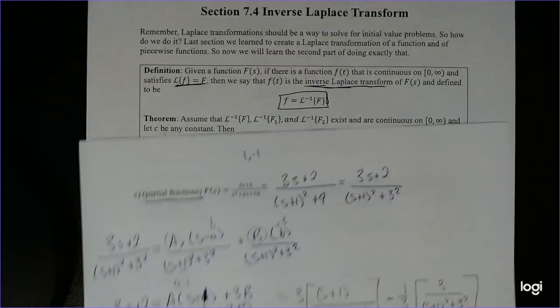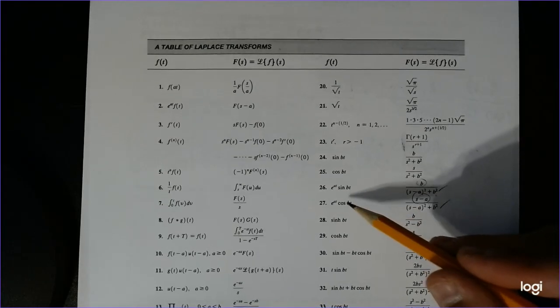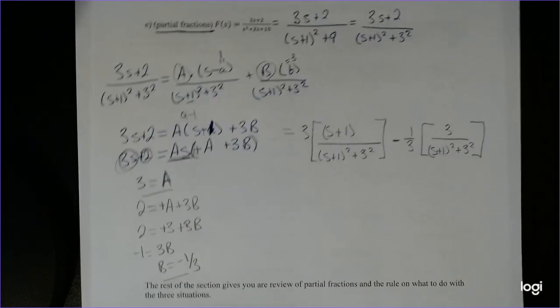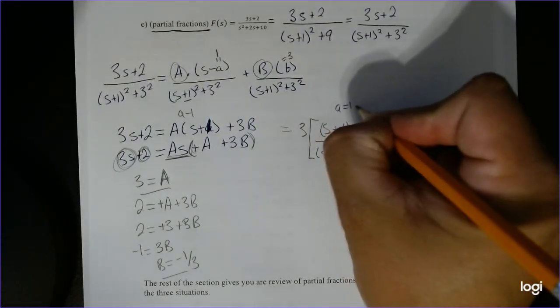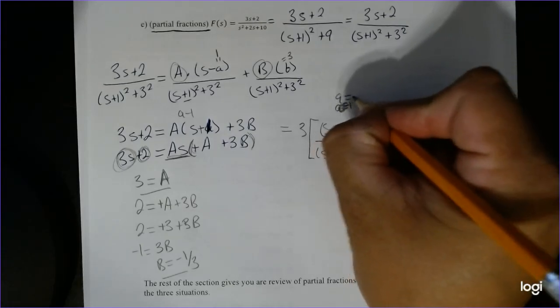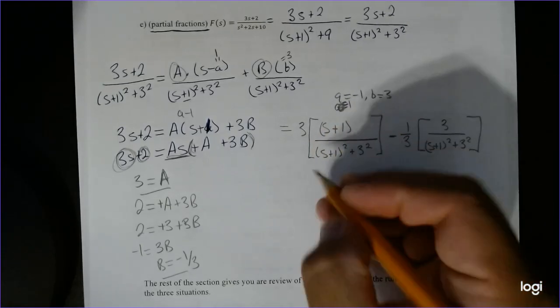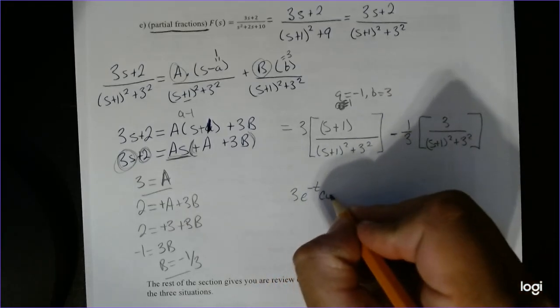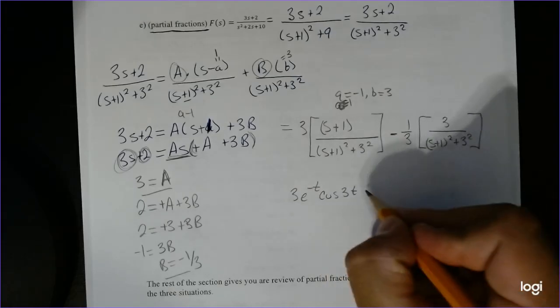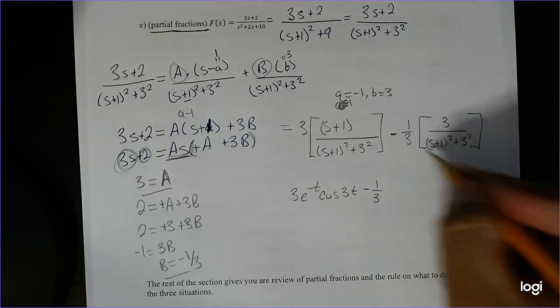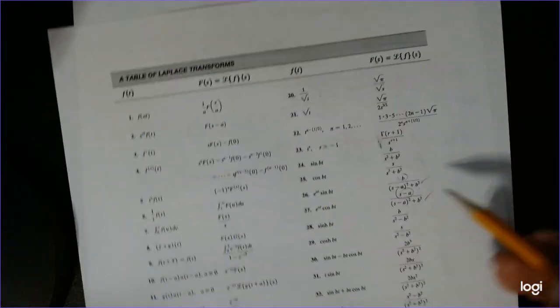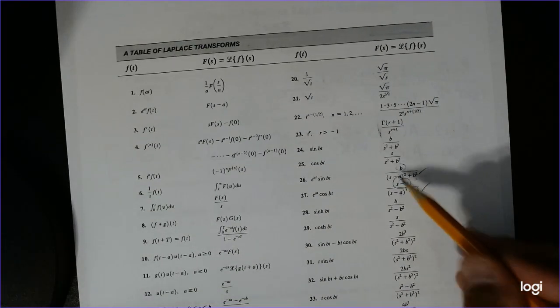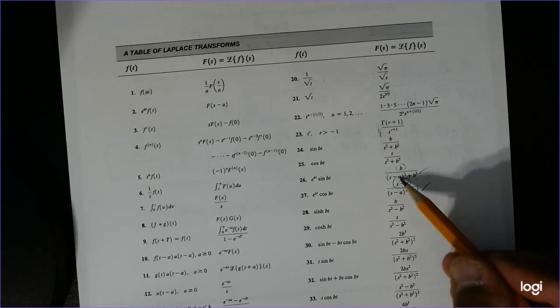Okay, so now, just in case you forgot, the first part, the s plus 1, represents the cosine of it, where we have a and b here. So this is where a is -1. I did it again. a is -1, and b is 3. So it'll be 3 times e to the negative t power cosine of 3t minus 1/3, and this is the sine of it. So again, a is the same, which is nice, so it's -1, b is 3.